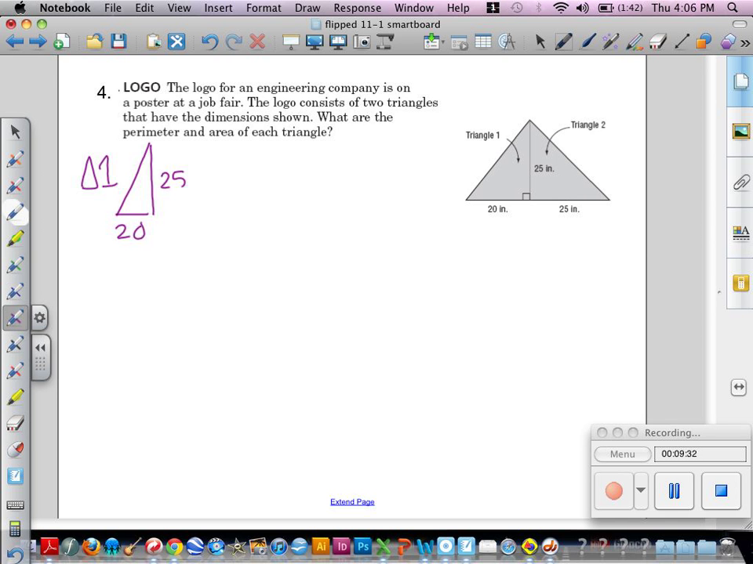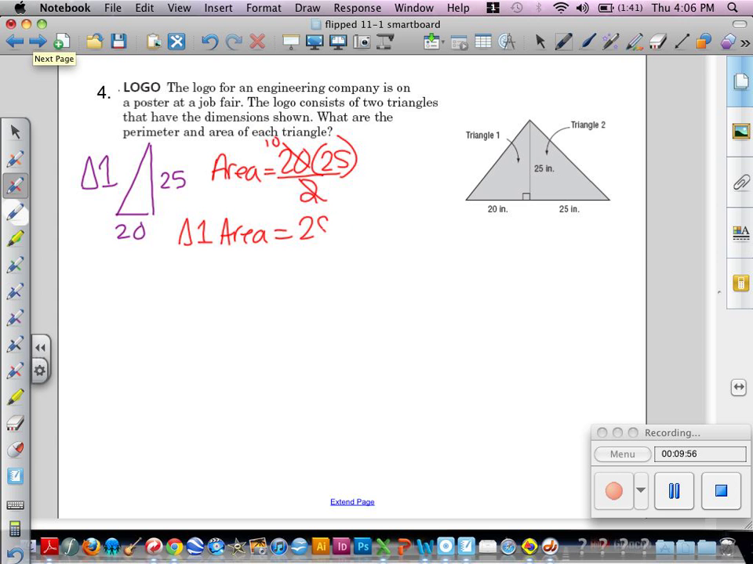So they're asking me to find the area. So I'm going to take my base, which is 20, multiply it by my height, which is 25, and then I'm going to divide by 2. So triangle 1's area equals, I can cancel, that's 10. So 250 inches squared. That's my area.